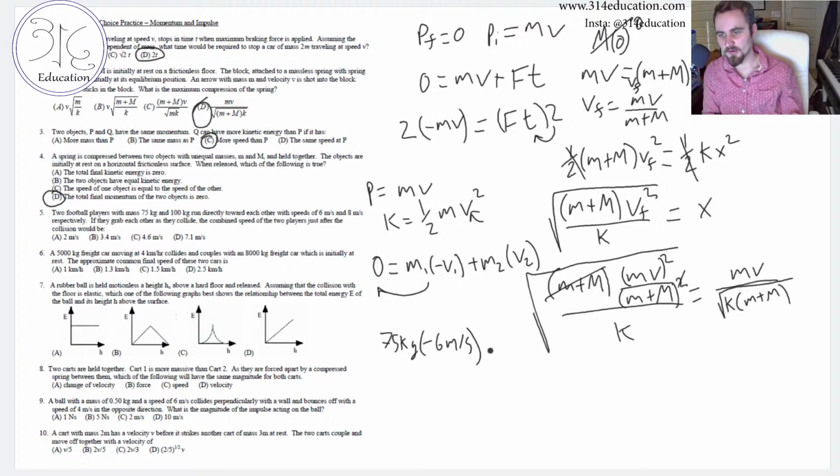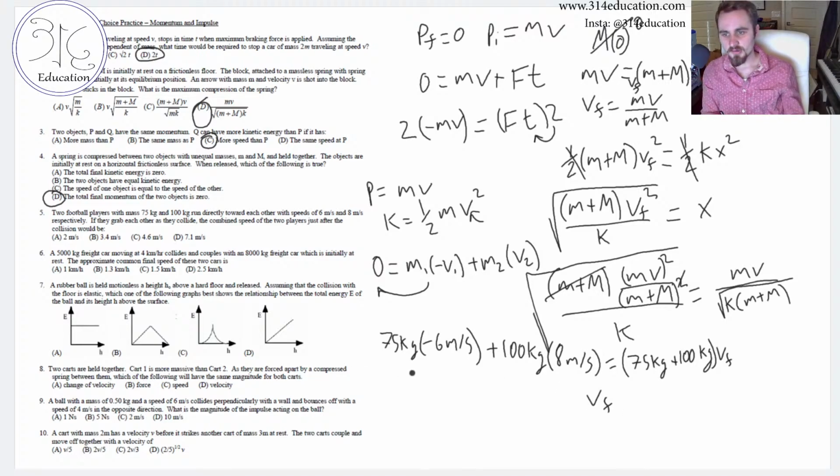And so that then gives us a positive 100 kilograms times our 8 meters per second, which is what our second football player was traveling at. And this, after the fact, will equal their combined masses, because they're grabbing each other and moving together as one combined mass, which will be their masses summed, so 75 kilograms plus 100 kilograms times their new velocity. We'll call that V final. And so we just want to solve this for V final.